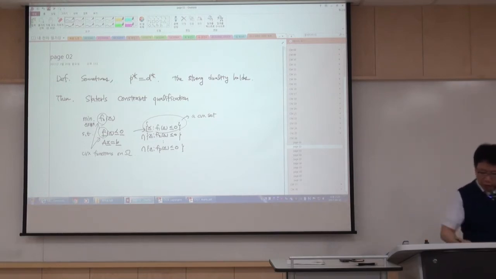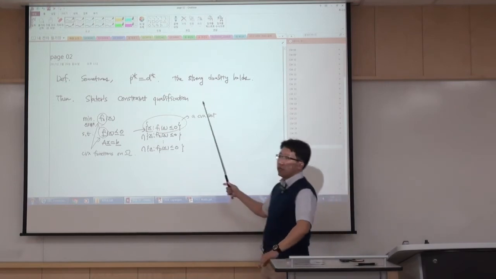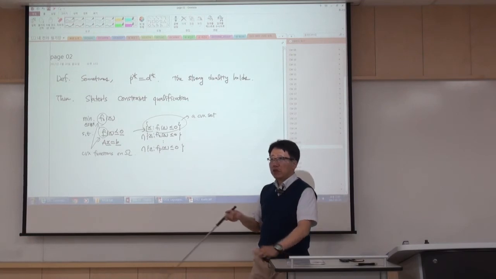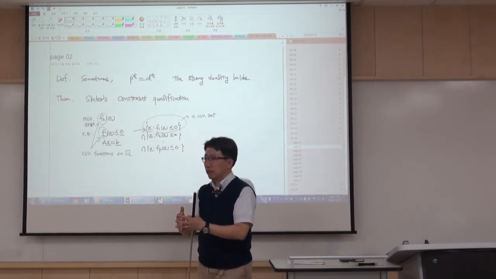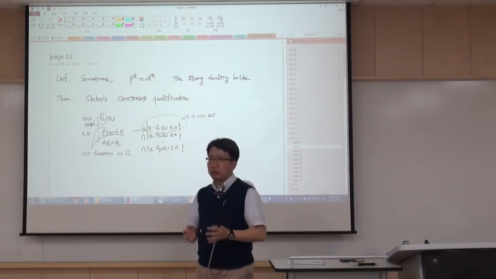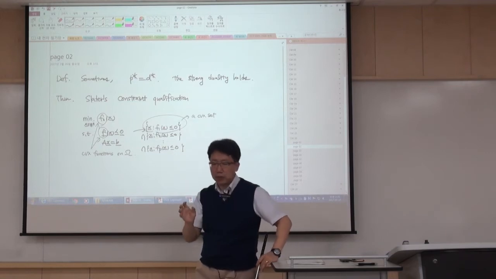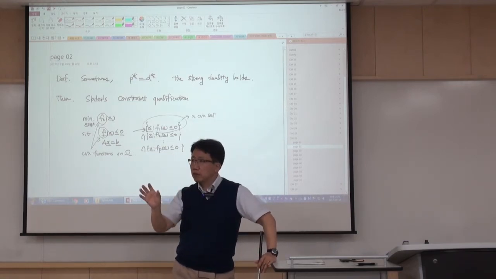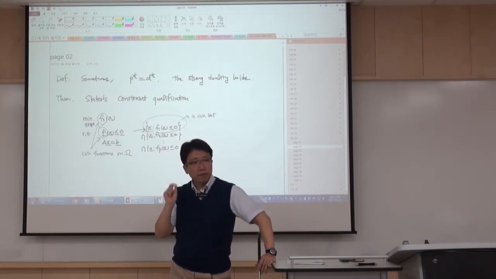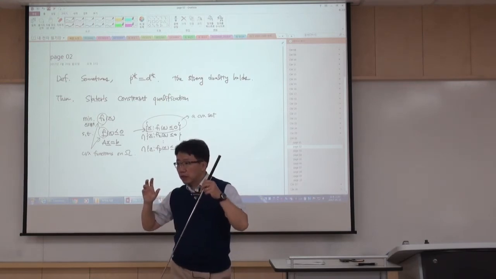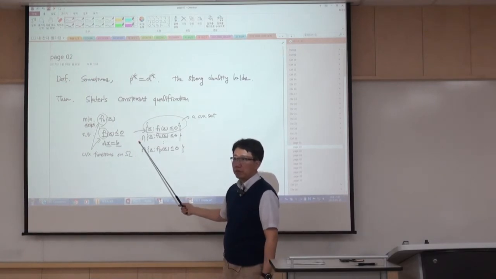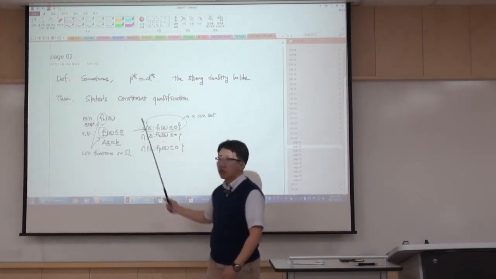Anyway, so Slater's constraint qualification applies to this form of convex optimization problem. So it's a very restricted application. General convex optimization problems are stated like this: minimize a convex function defined on a convex constraint set. And as I emphasized, some convex constraint sets may not be written in this form. Got it? So this is a very special case.